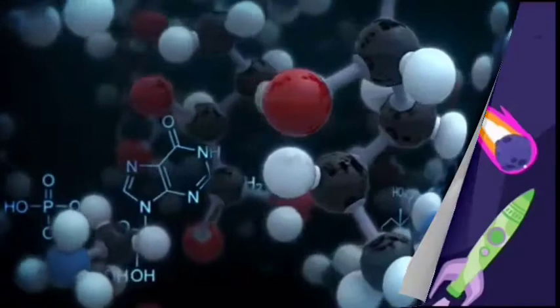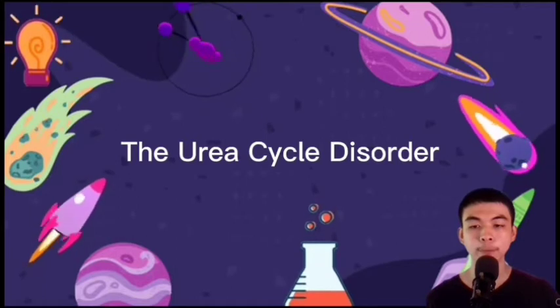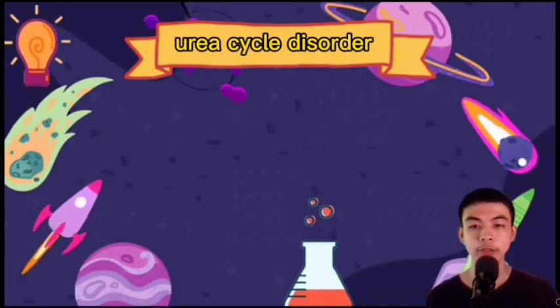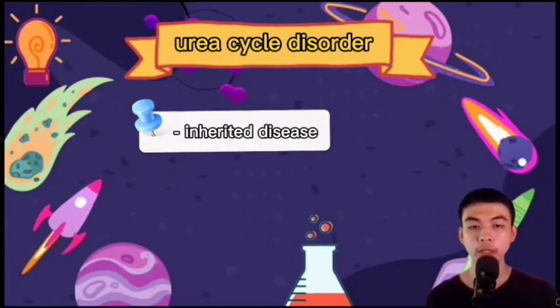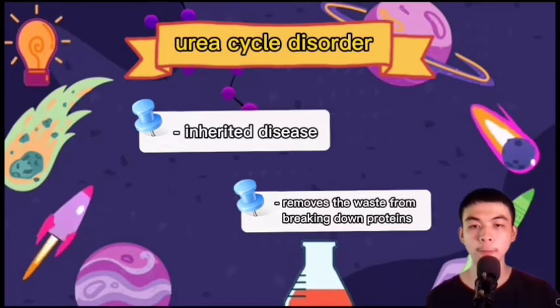Today let us tackle the urea cycle disorder. A urea cycle disorder, or UCD, is an inherited disease that affects how the body removes the waste that is made from breaking down protein.